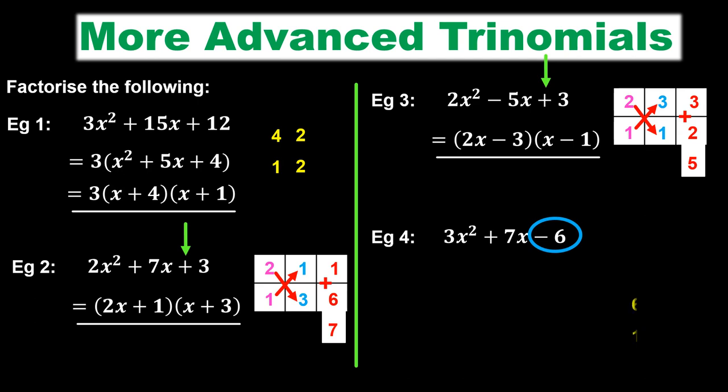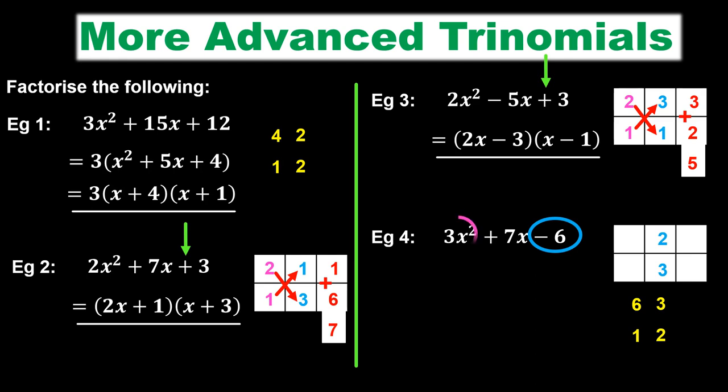In example 4, again, I want my factors of 6. Now this time I've got more than one option. I've got 6 and 1 and 3 and 2. Then I need to choose which combination I'm going to use. Now you might have to do a little bit of trial and error, try one combination and then try the other combination. What I have noticed is that if the number in the middle is quite small, you tend to use the numbers that are closest together. So 3 and 2 are closest together. So I'm going to try that combination first.